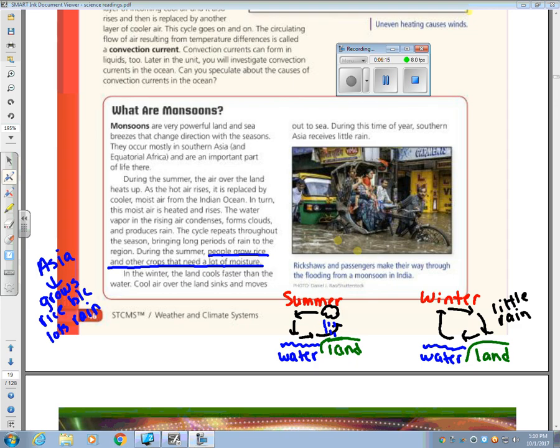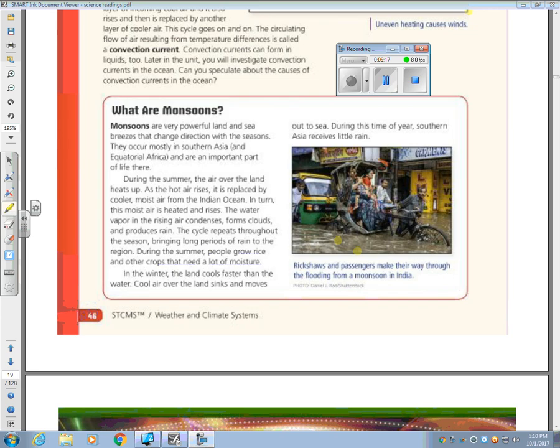Notice the picture to the right. You'll notice that there are people that are trying to make their way through a flood from the monsoon in India. So you know this is a picture from the summer because monsoons happen in the summertime. Please turn the page.